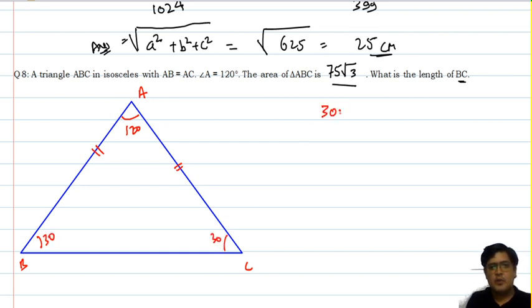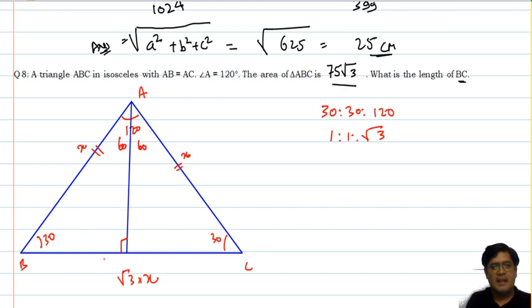I usually cover this property while talking about right angle triangles and equilateral triangles. The side ratio for the 30, 30, 120 triangle is 1 : 1 : root 3. So if this side is x, this side is x, this side has to be root 3 times x. Now, in an isosceles triangle, if you drop a perpendicular between the equal sides, that perpendicular will also bisect the angle and the base equally. So this part is half of root 3 x.